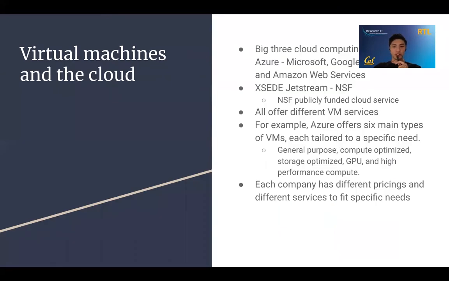So, virtual machines in the cloud. There are three main cloud computing services. You've probably heard of most of them: Azure by Microsoft, Google Cloud Platform, and Amazon Web Services. There's also XSEDE Jetstream, which is funded by the NSF. They all offer different VM services. They're priced differently and they're tailored to specific needs.